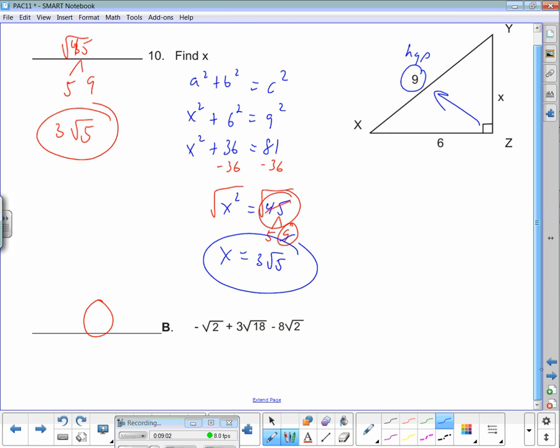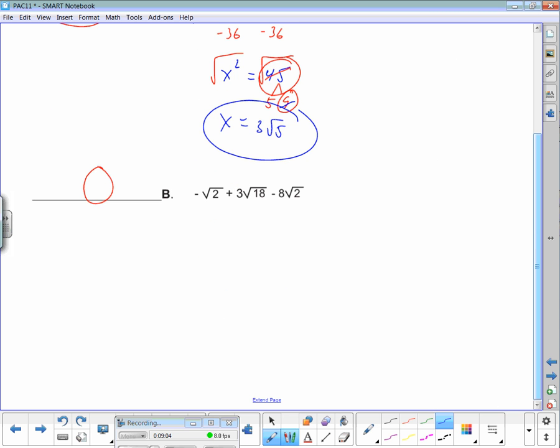Anybody need the bonus? Anybody want the bonus? Any takers? Bonus?